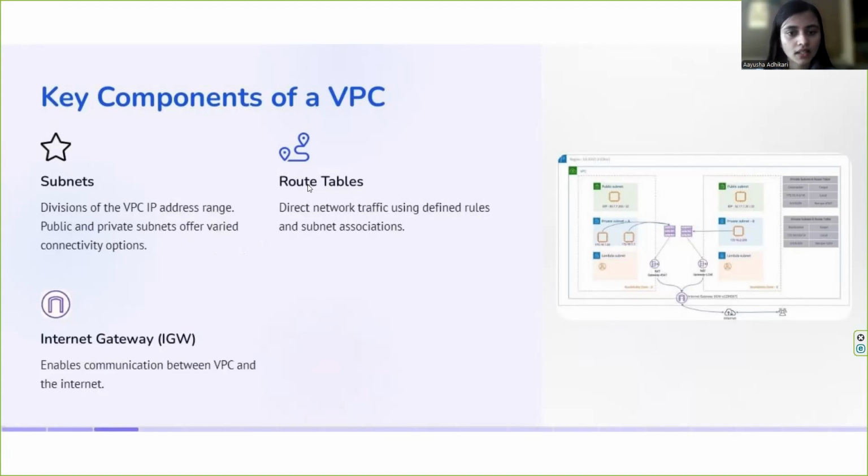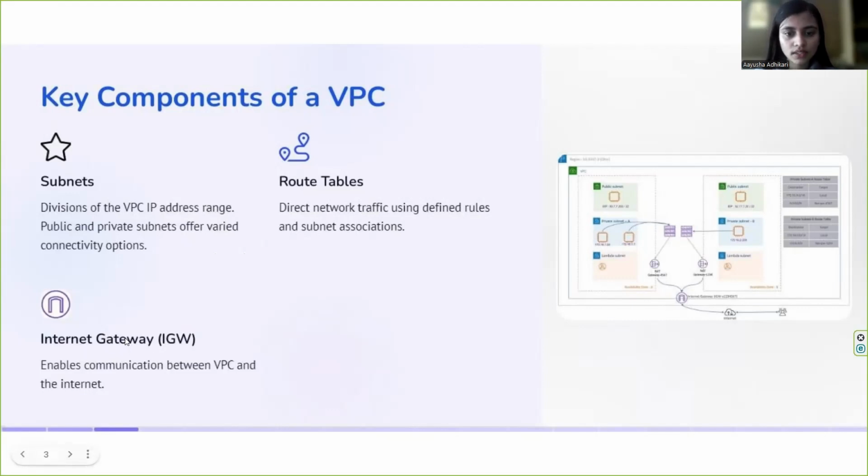Route tables are components which define how network traffic moves within your VPC. They contain rules that guide data packets to their destination. Each subnet is associated with a route table, ensuring proper network segmentation.